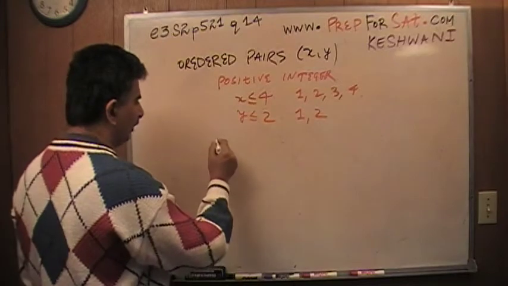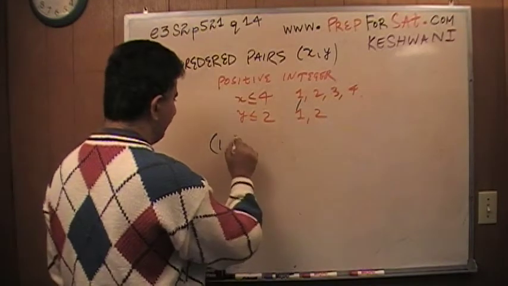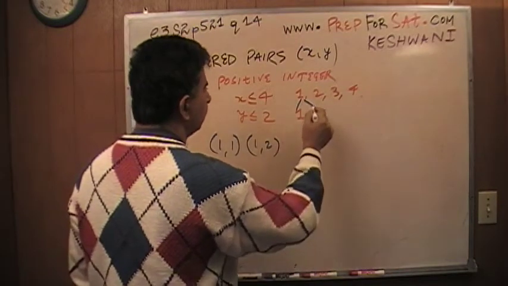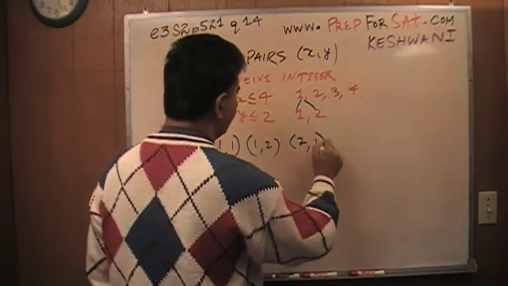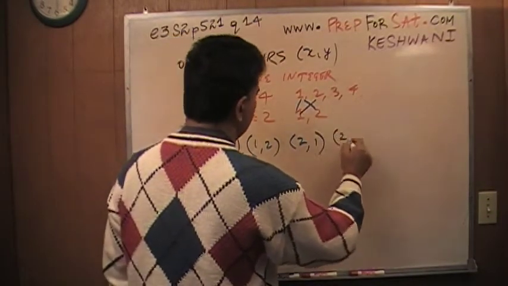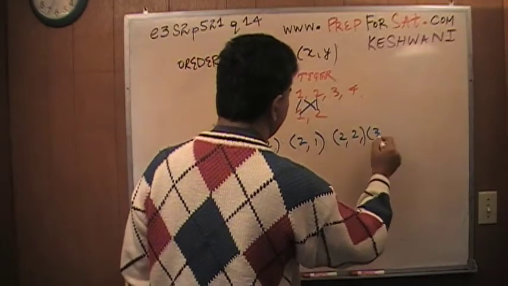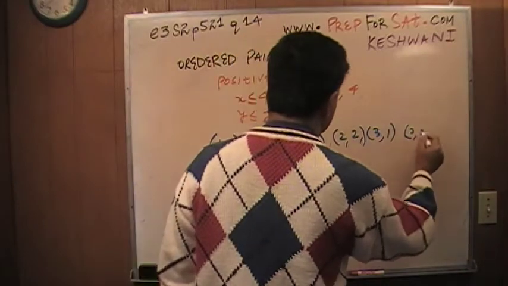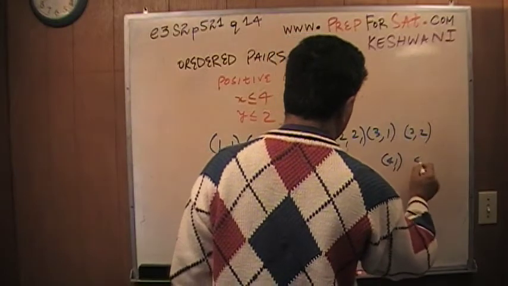I'm going to list all of them very quickly. 1, 1; 1, 2; 2, 1; 2, 2; 3, 1; 3, 2; 4, 1; and 4, 2.